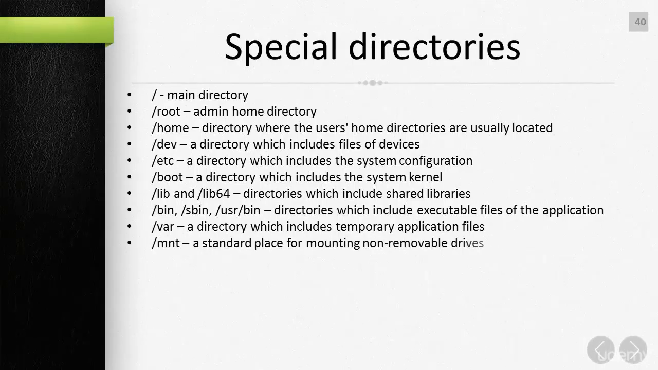The /mnt directory is the standard non-removable disk storage location. So for example, hard disks that usually are not moved from the system. Analogically, the /media directory is used to mount removable media, all kinds of CD-ROMs, pen drives, external drives. Things of that kind will usually appear as subdirectories of /media.